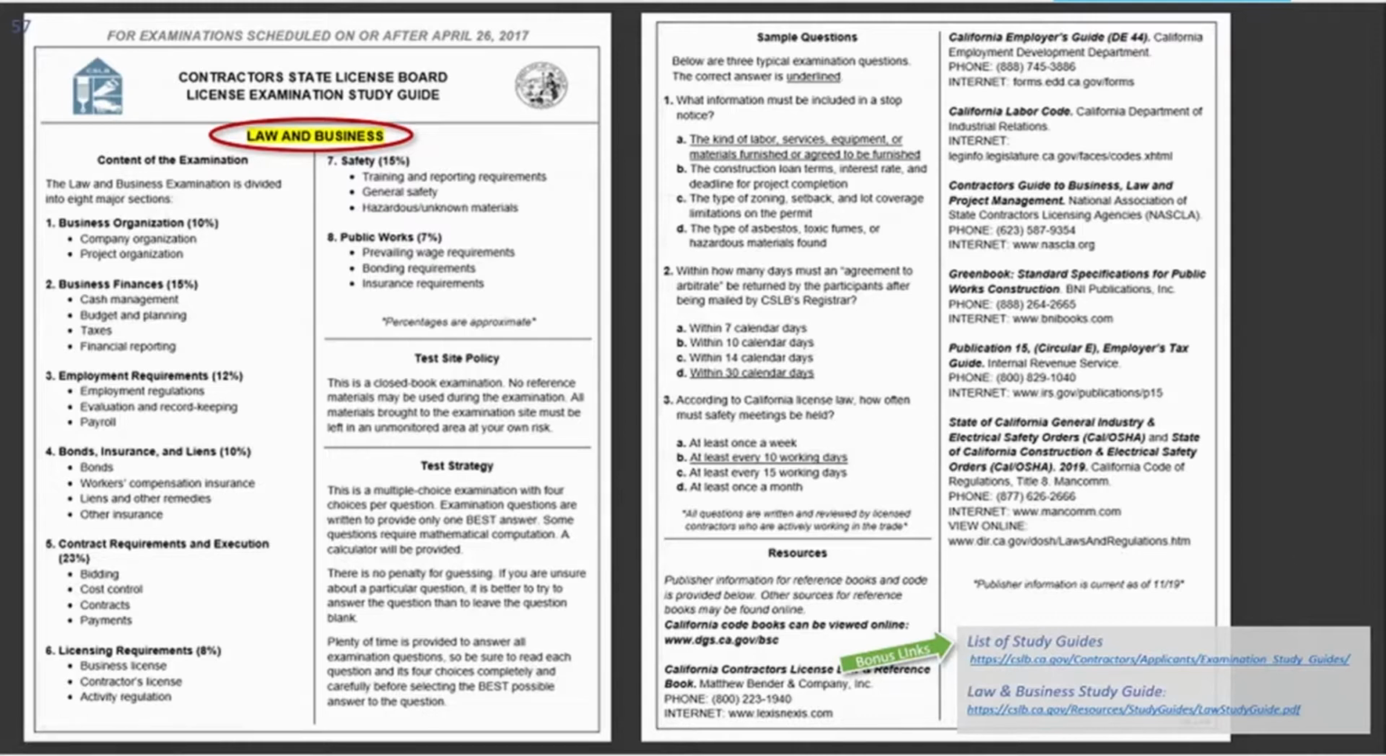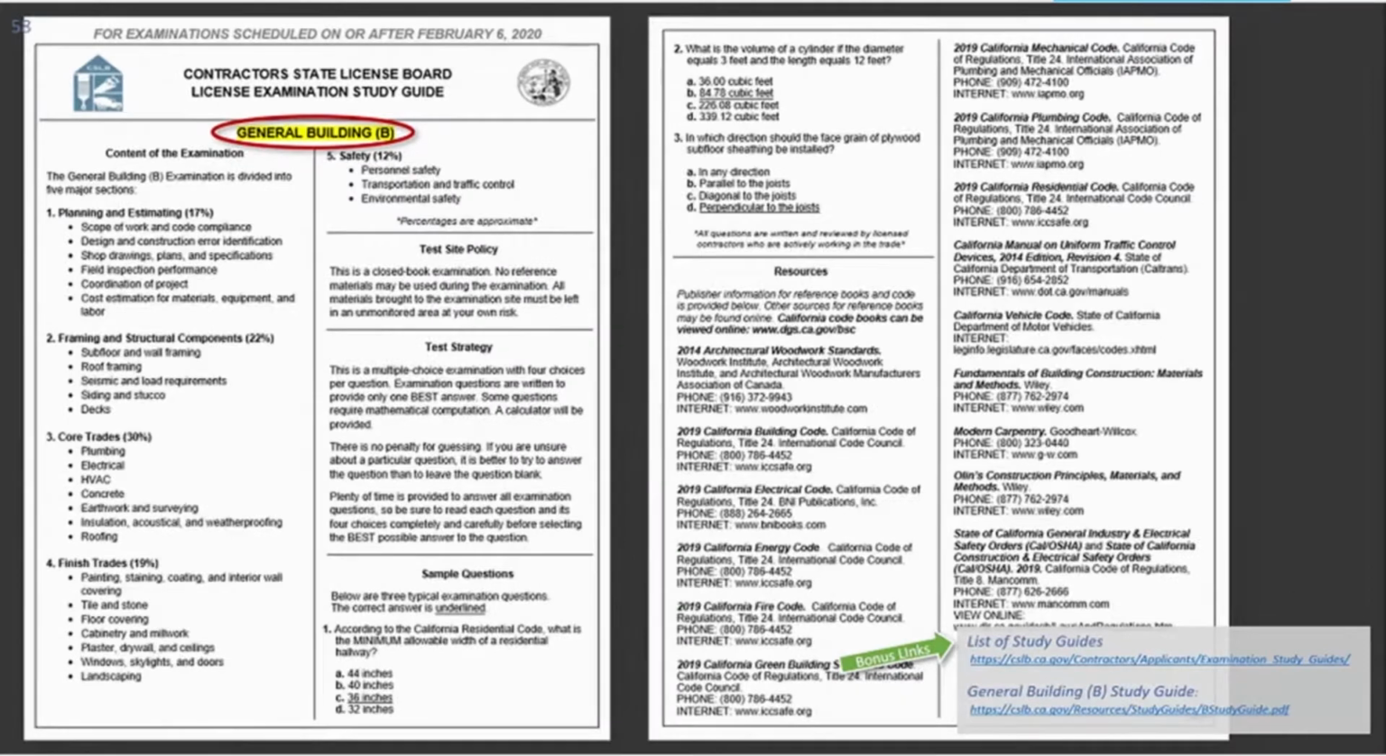You will see the same format on the B General Building Study Guide. We would recommend that you really pay attention to the exam content here, especially how we have broken down what percentage of questions there will be on each of the 5 topics on the exam. You will also note on the lower right of both of these slides, you will see bonus links to the actual study guide, as well as a link to the complete list of study guides.